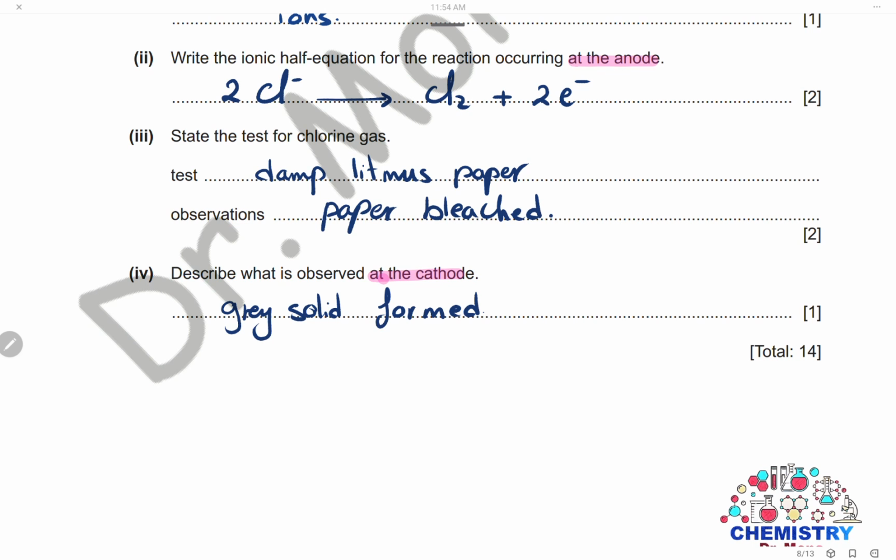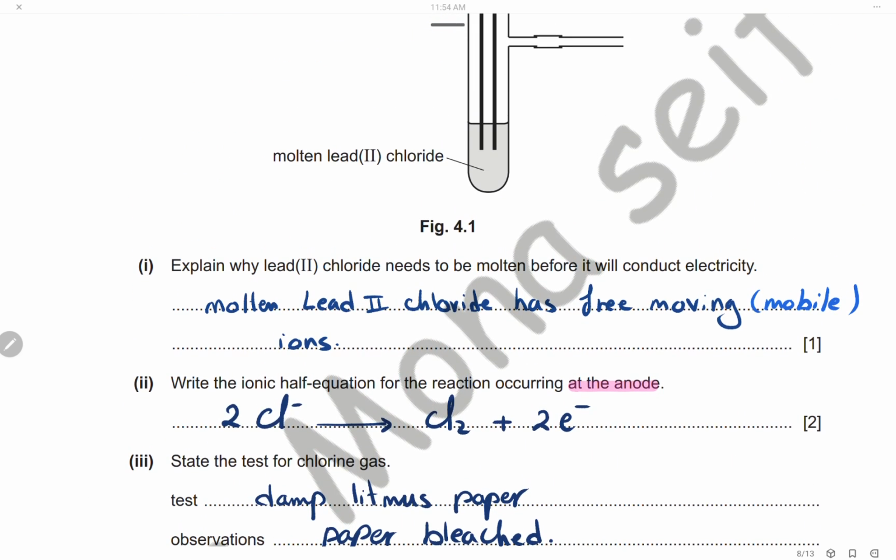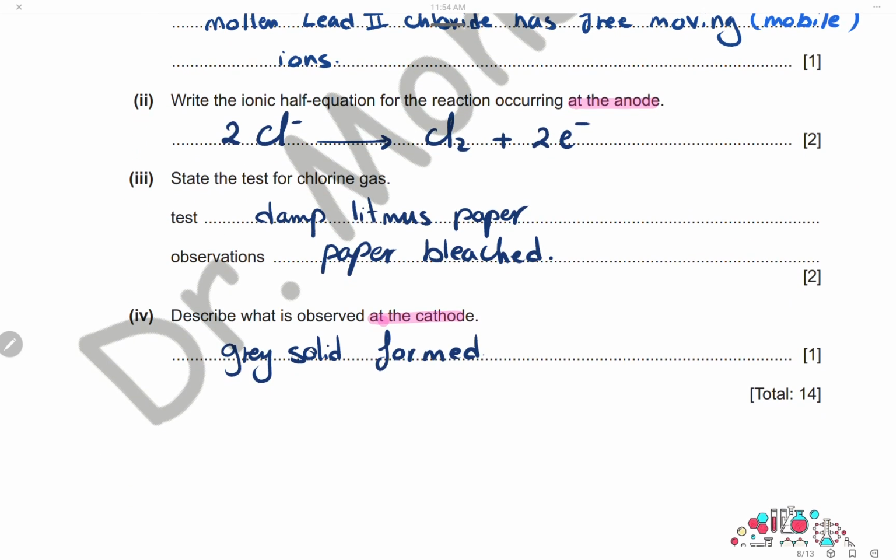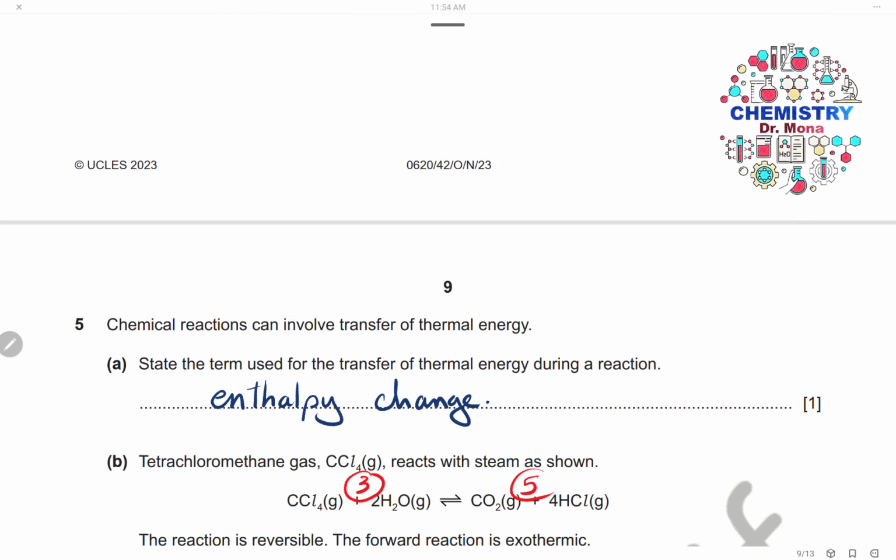Describe what is observed at the cathode. Here we have only lead ions and chloride ions. So lead ions are positive. They will be attracted to the cathode to form lead metal. The observation will be a gray solid formed at the cathode. Of course, it's lead metal, so the observation will be just a gray solid formed.